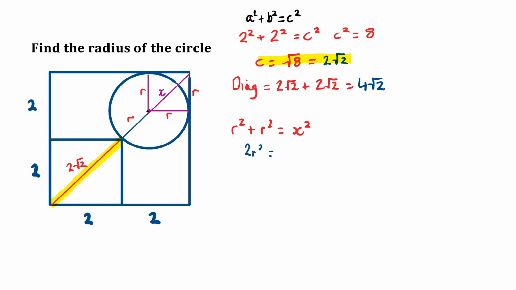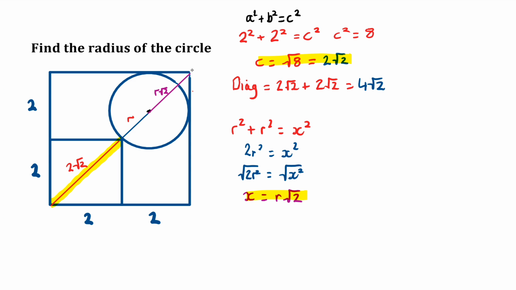So therefore 2r squared is equal to x squared. Square rooting both sides, we get that root 2r squared is equal to root x squared. And of course, simplifying this down, we get that x is equal to r root 2. This is brilliant, because now we can replace our x on our diagram with an r root 2. And if we just rub out all this other stuff around the line so we don't get confused.